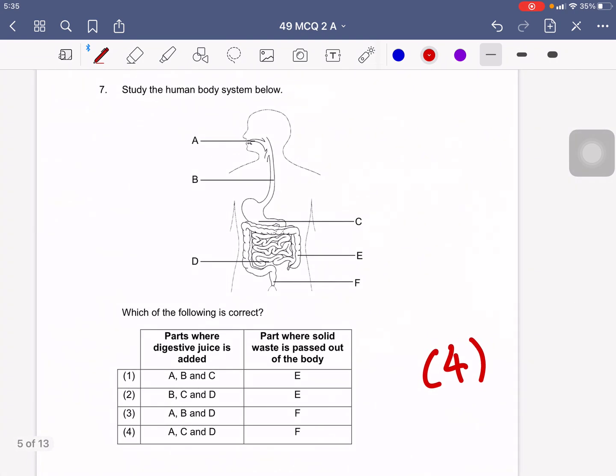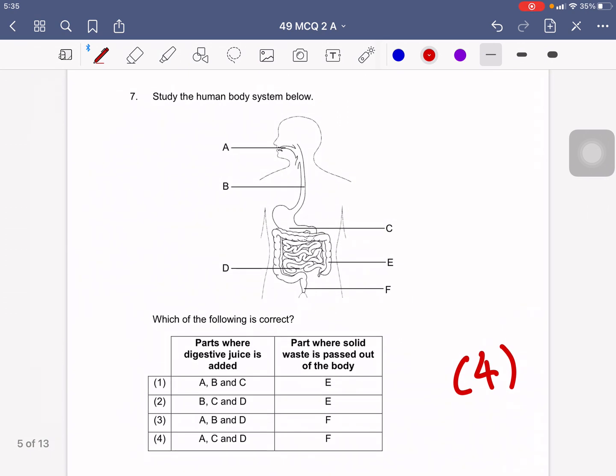Okay, number 7. Study the human body system. Which of the following is correct? So let's label the parts. Now you have the mouth. This will be the gullet. C is the stomach.